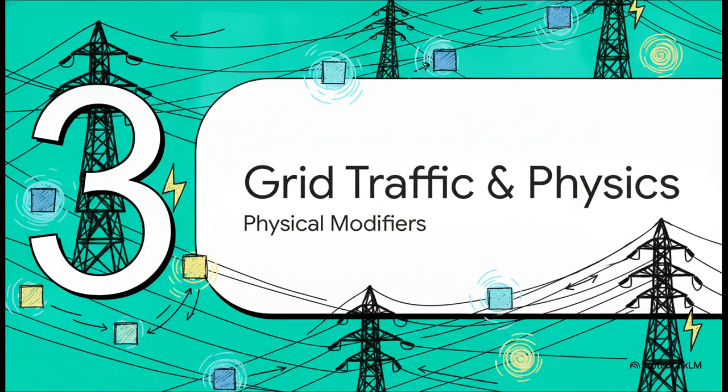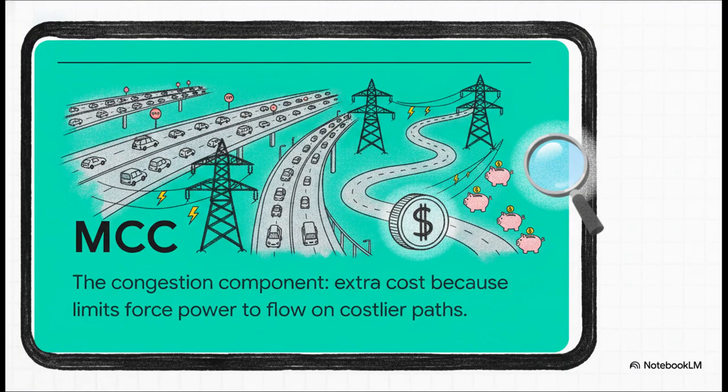Section 3, Grid Traffic and Physics, the physical modifiers. All right, let's inject some physical reality into our grid and see what happens to our price, because as we all know, the grid is anything but frictionless. Our first reality check is the MCC, or the Marginal Cost of Congestion. Just like major highways at rush hour, transmission lines have hard physical limits. When those lines get too crowded, grid operators have to route power through different, often much costlier paths just to reach your node. The MCC is basically a financial toll for those grid traffic jams.